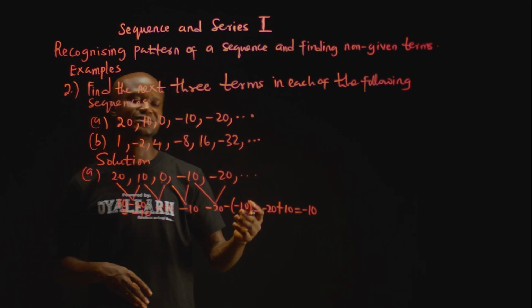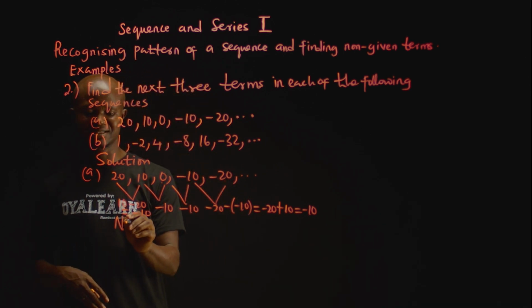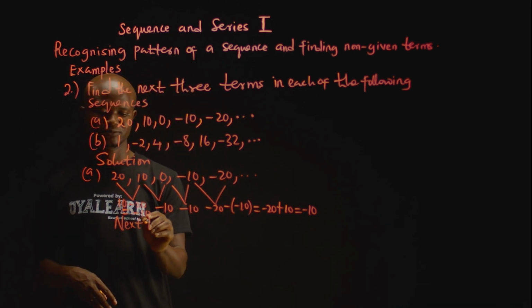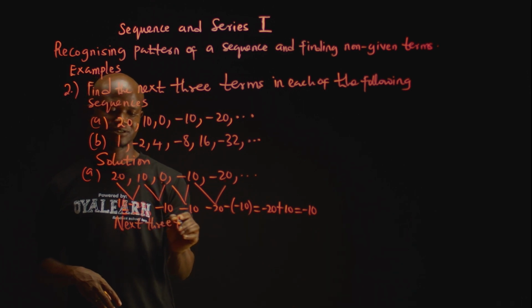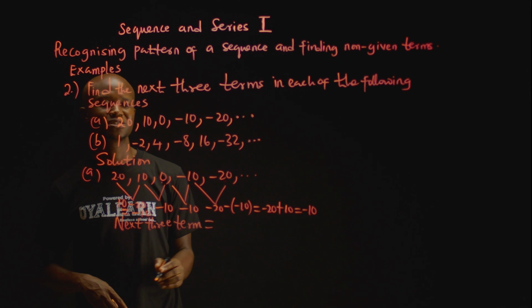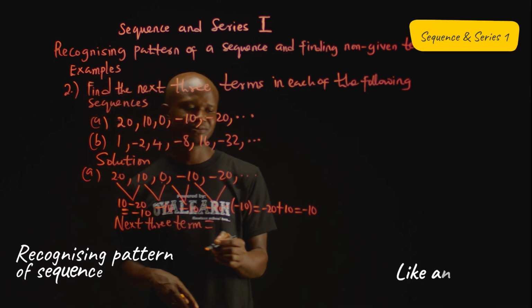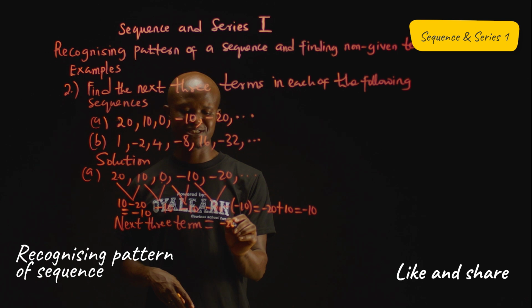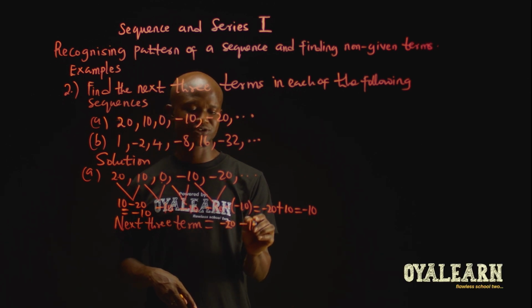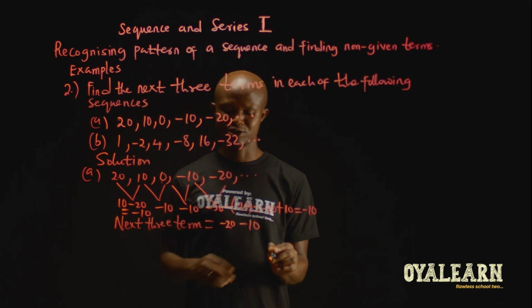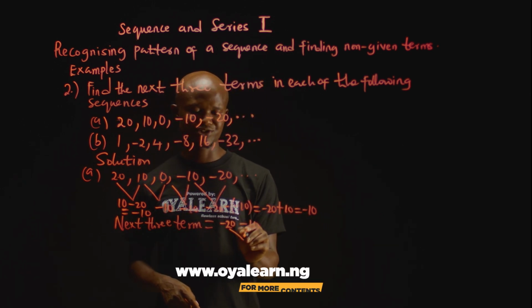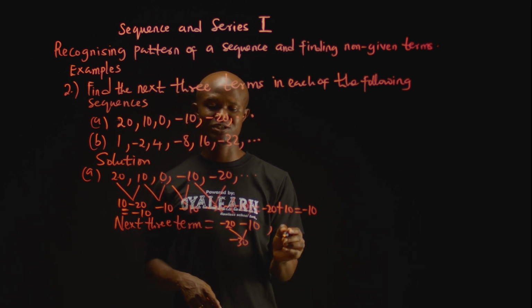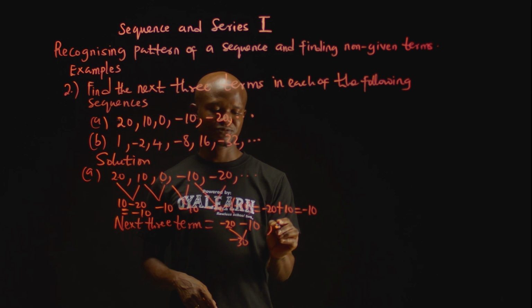So for us to determine the next three terms, we have minus 20 now here. So the next one is going to be minus 20 minus 10. What is the result? Minus 20 minus 10, that's minus 30. So it means the next one is going to be minus 30 minus 10, and that will give us minus 40.